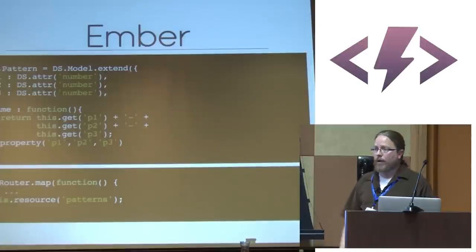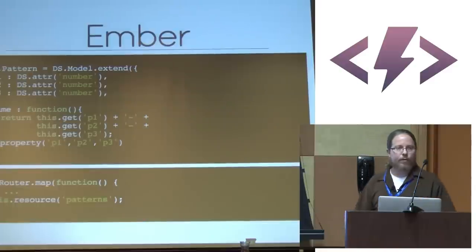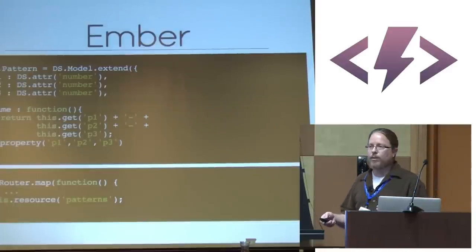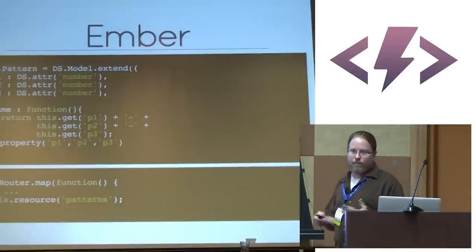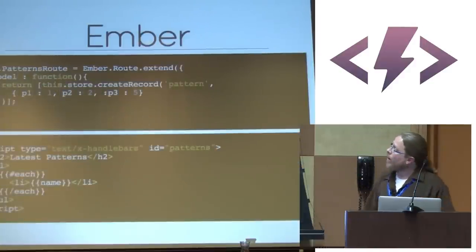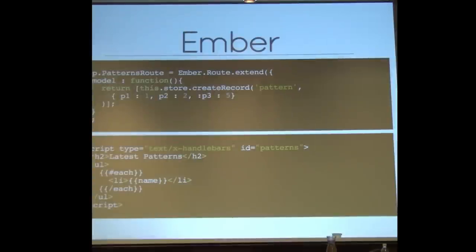In the router, you're going to add this.resource patterns, and that tells the router that you're going to be dealing with live data objects instead of just a kind of dumb flat screen like for the about page. And so then in the patterns route, this is a dumbed down, very simple but brute force method of doing it. For the model hook, we're just going to return an array that contains one freshly created pattern.